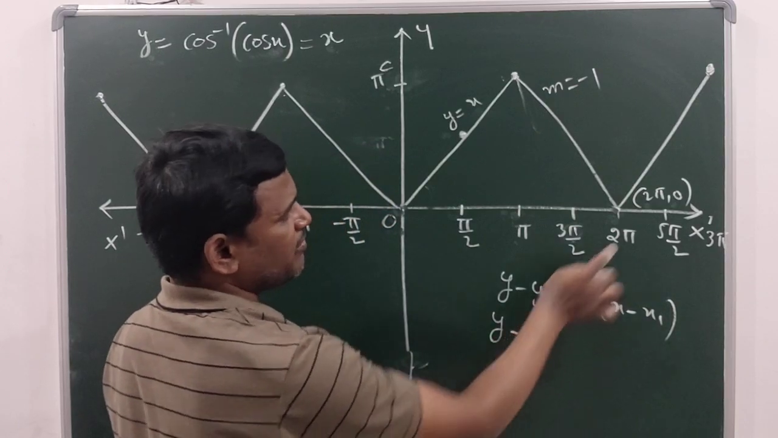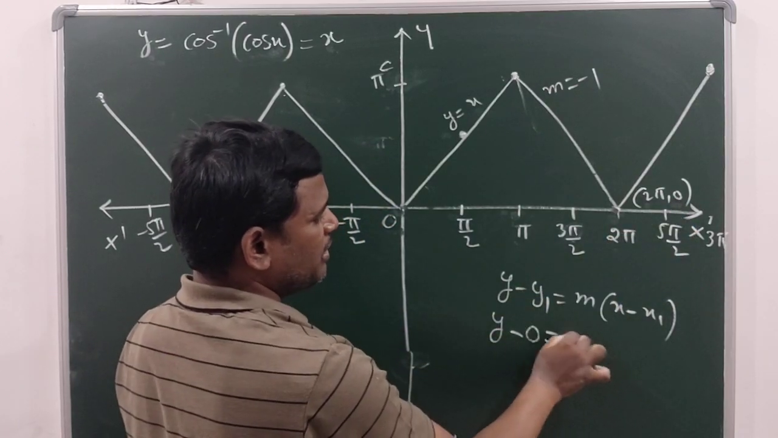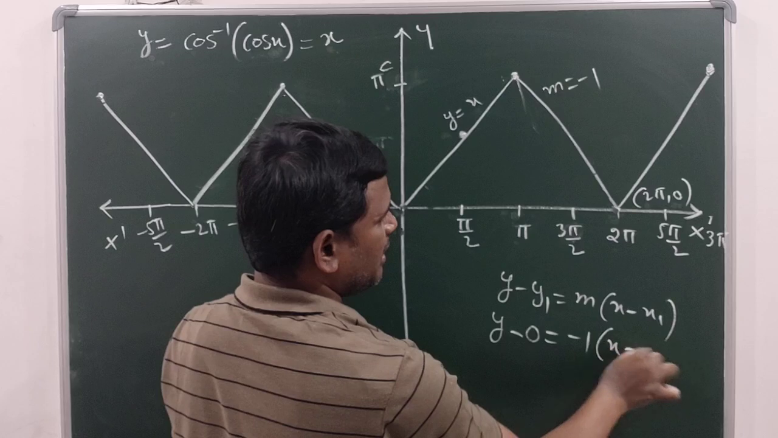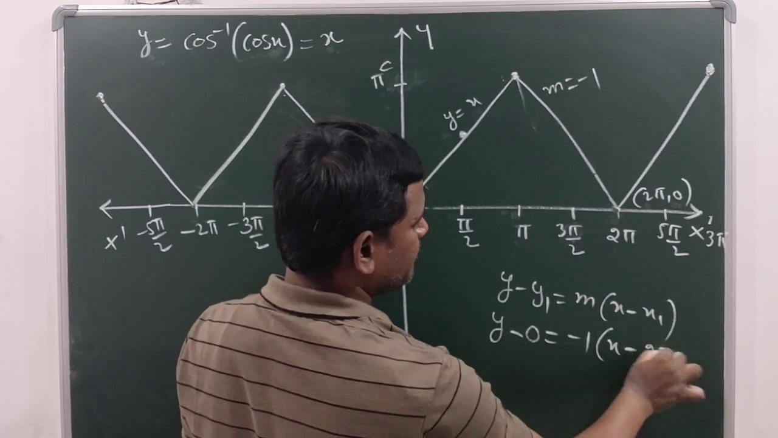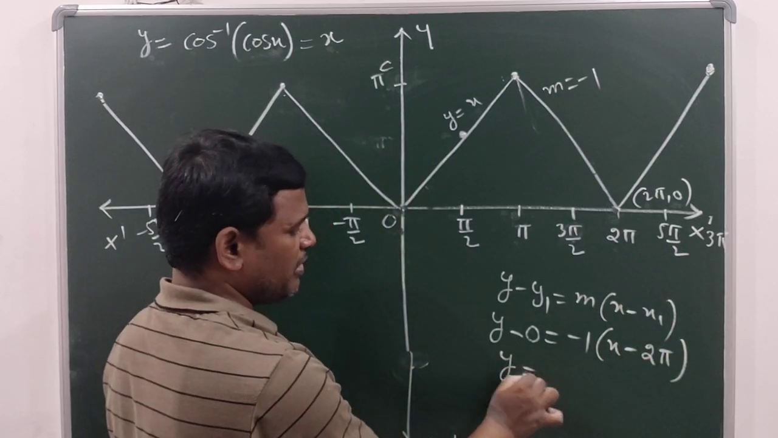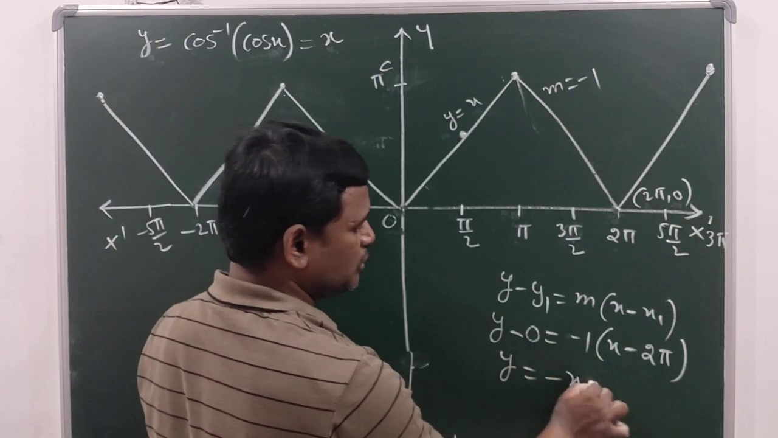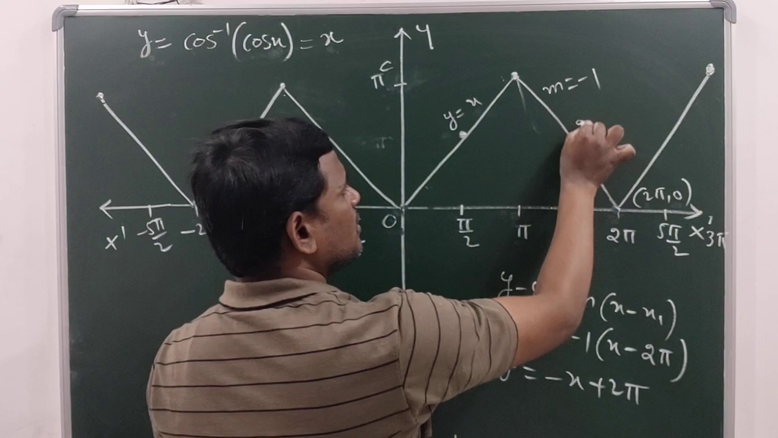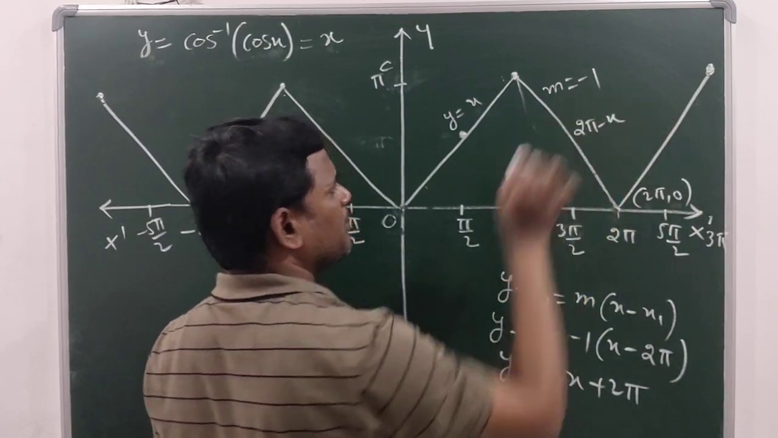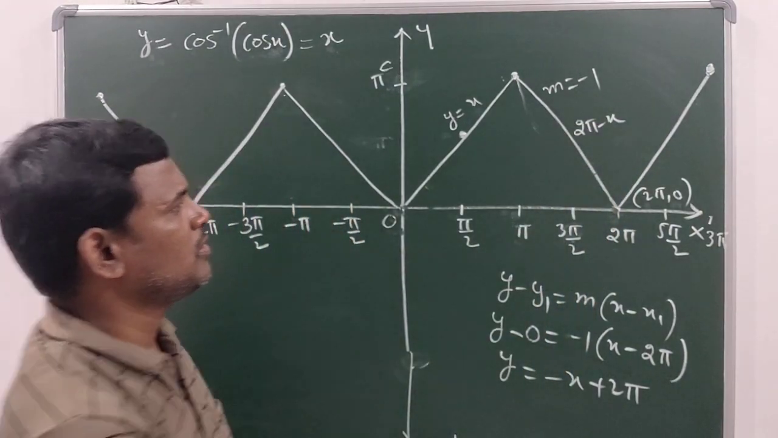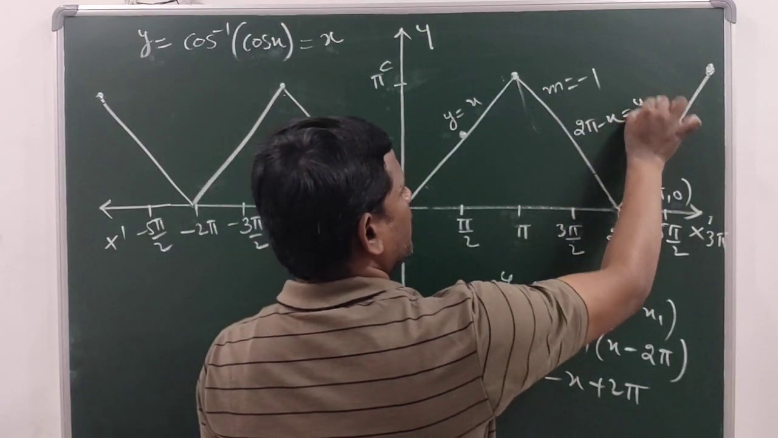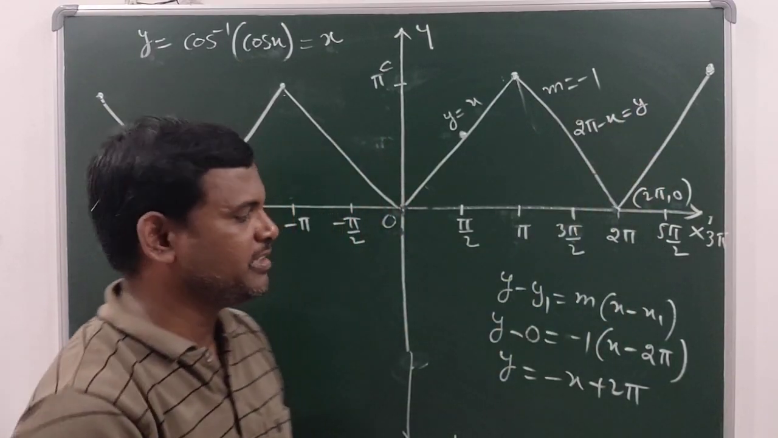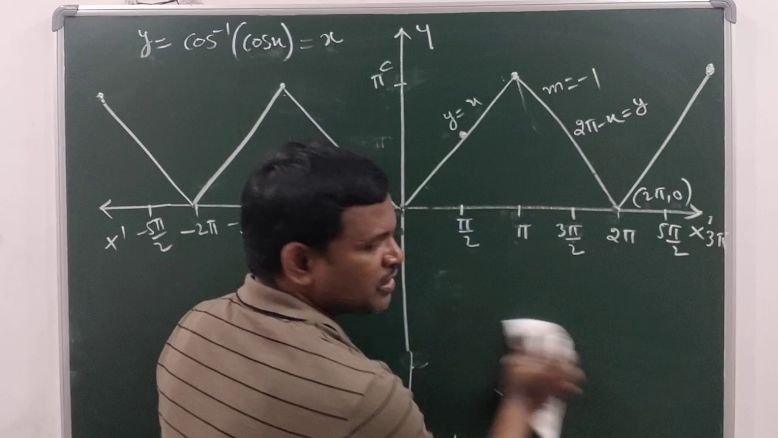Now y minus y1. y1 value is here 0. m value minus 1. x minus x1, 2 pi. Now y equal to, what is this? Minus x, minus into minus plus. So this line equation is 2 pi minus x. Okay. y equal to how much? 2 pi minus x. Shall I give you one problem?